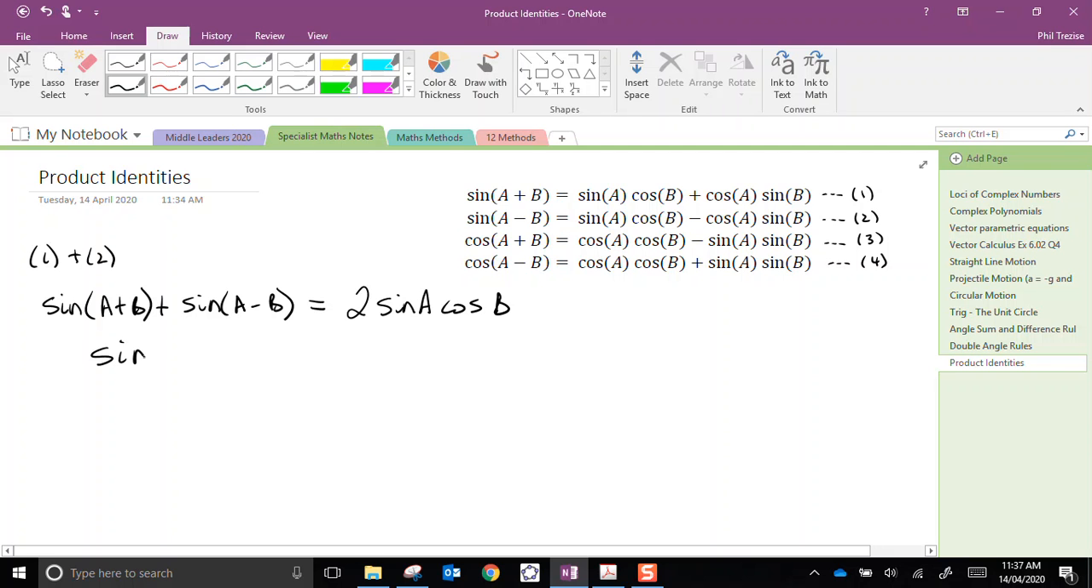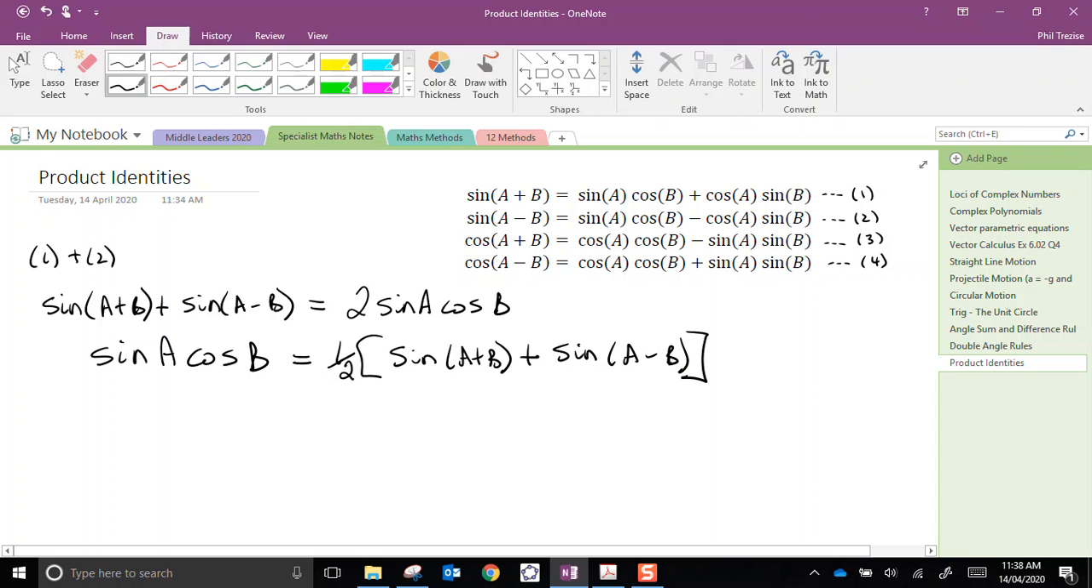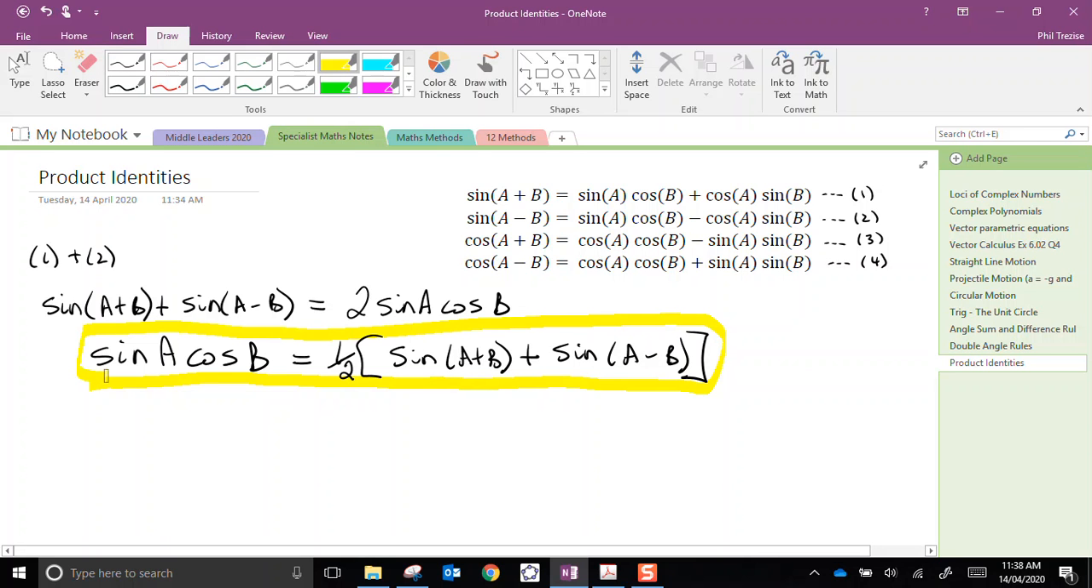and I'll write this with sine of A by the cosine of B on the left. So divide by 2, or alternately multiply by 1/2. I have the sine of A plus B added to the sine of A minus B. That's my first product identity. So it's the product sine of an angle A by the cosine of a different angle B.